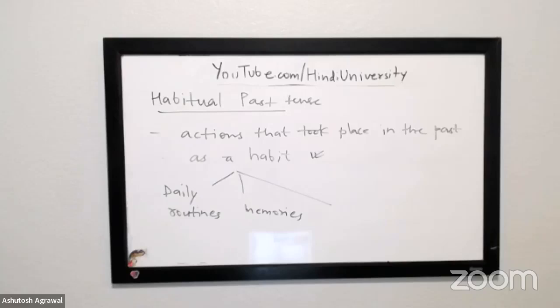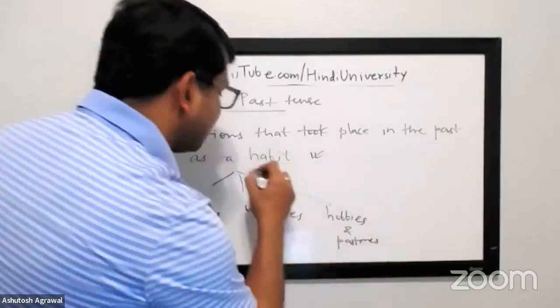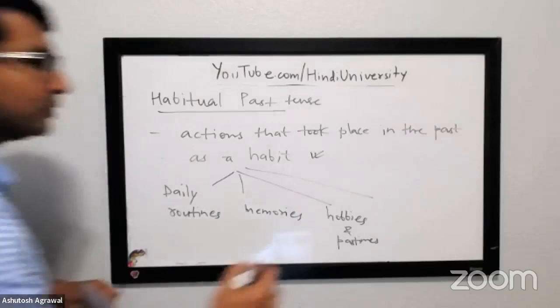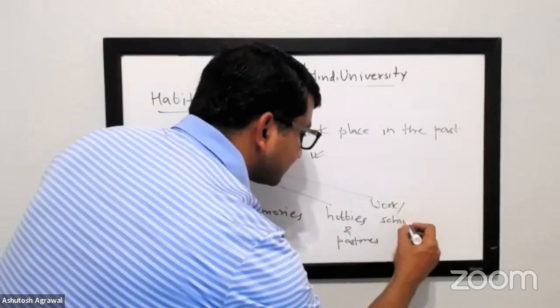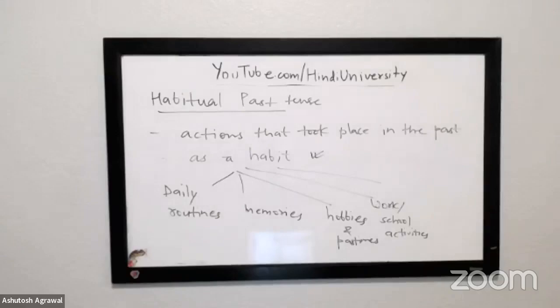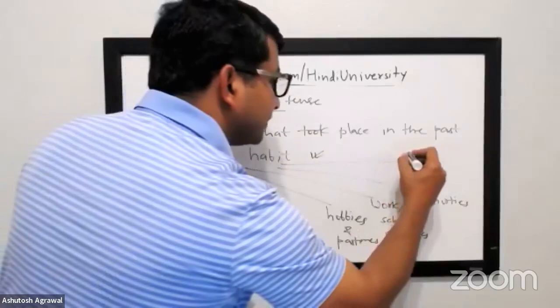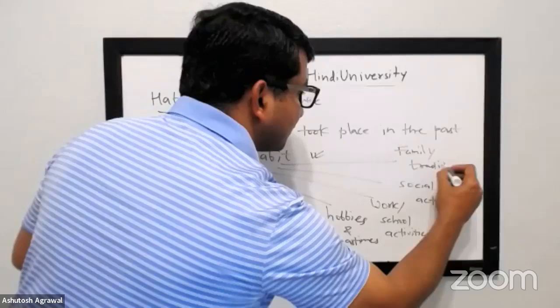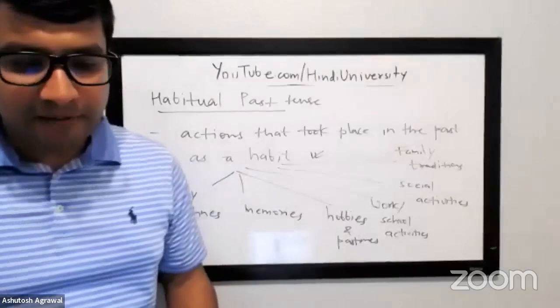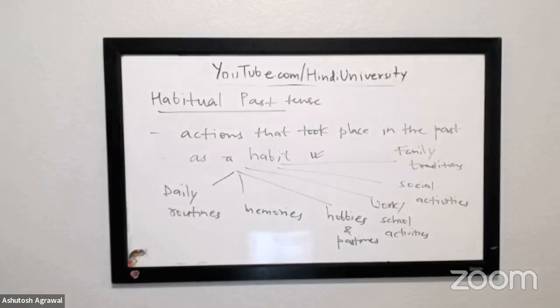You're talking about your hobbies and pastimes. Similarly, if you're talking about your work or school activities, and then there are a couple more, which is basically your social activities. If there is a family tradition that you used to celebrate, family traditions. Growing up in India, I celebrated Diwali in a particular manner, right? If there is an essay that I need to write about how I celebrated Diwali, I would end up using the habitual past tense. Last but not least, your personal habits and sporting activities. So I'm going to put that as well. Personal habits.